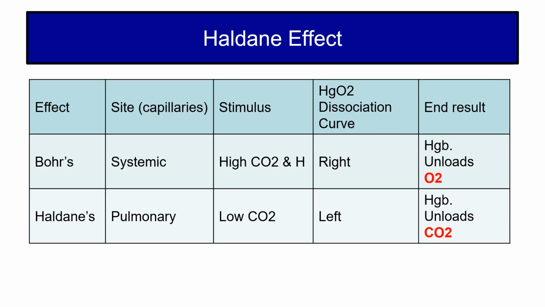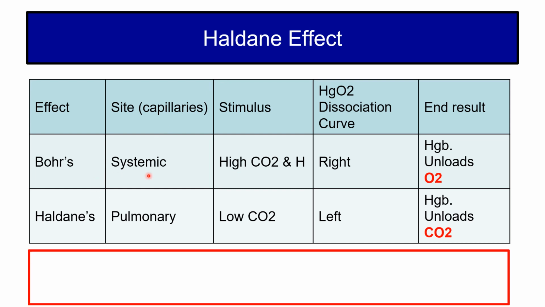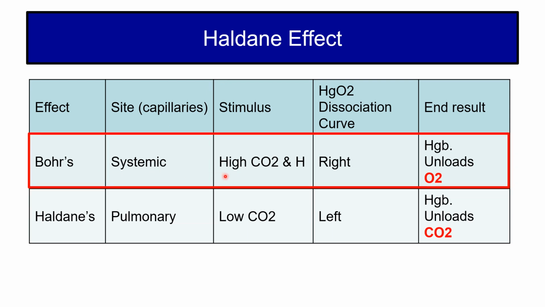Okay, so Bohr's effect occurs at the systemic capillaries. The stimulus is the high carbon dioxide and the high hydrogen produced by the tissues. It causes the hemoglobin O2 dissociation curve to shift to the right. It makes hemoglobin unload oxygen.